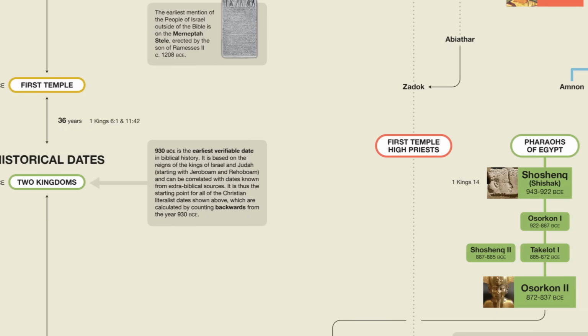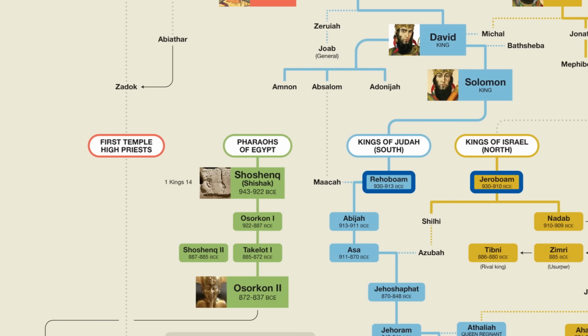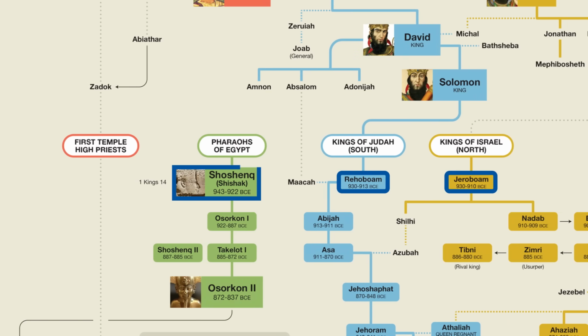So for example, in 1 Kings chapter 14, it mentions an Egyptian pharaoh named Shishak, who reigns around the same time as Rehoboam and Jeroboam. From Egyptian records, we know that there was indeed a pharaoh named Shoshenq, who reigned from 943 to 922 BCE.